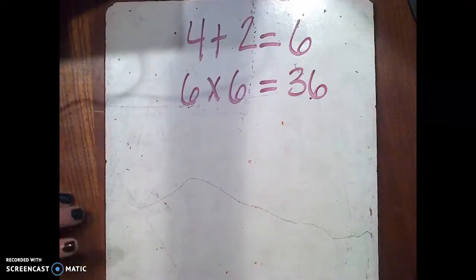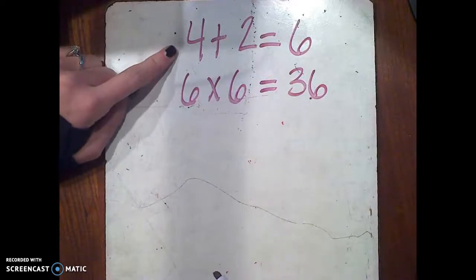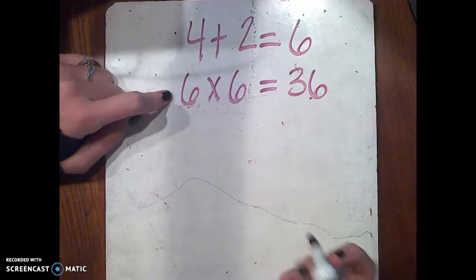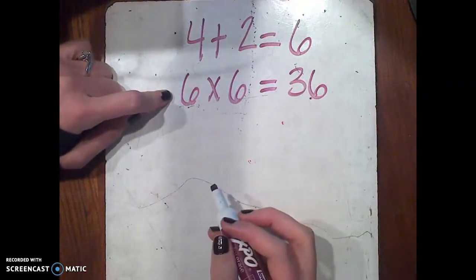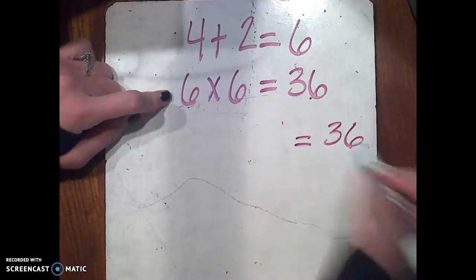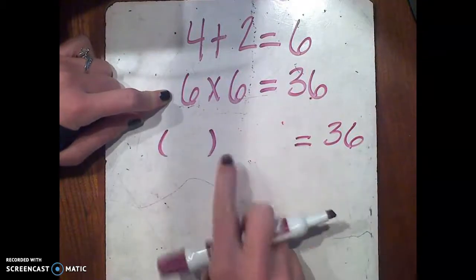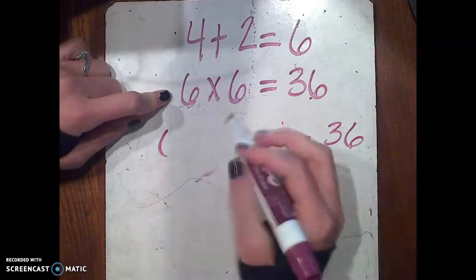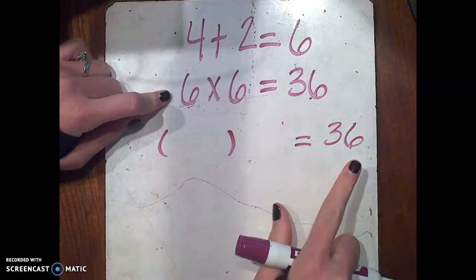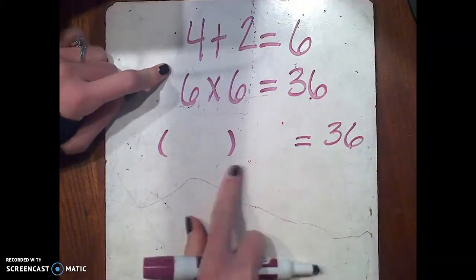Okay, let's try another one. So right here, I've got 4 plus 2 equals 6, and 6 times 6 equals 36. Now our job is to figure out how we can make one equation with parentheses where my answer will equal 36. So I know my parentheses are going to be up here, and my parentheses will be here, I'm going to have a number here, and my answer is still going to be 36. But I somehow need to get both of these equations in the one.